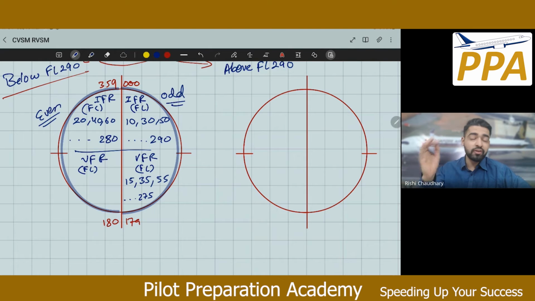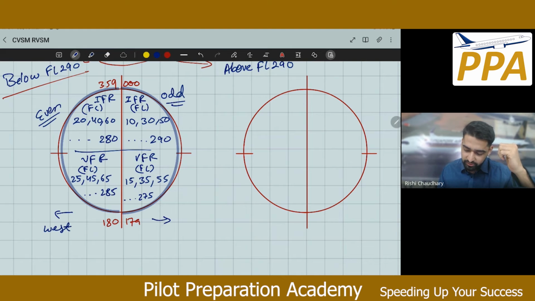Whereas VFR in westerly direction will be a copy of this. So this will be 2,500, 4,500, 6,500, and 28,500. So these are the VFR flight levels of westerly direction, right? This is west and this is east. So this is the east group and this is the west group. And we can learn that if this was 10, this becomes 15. If this is 30, this is 35.